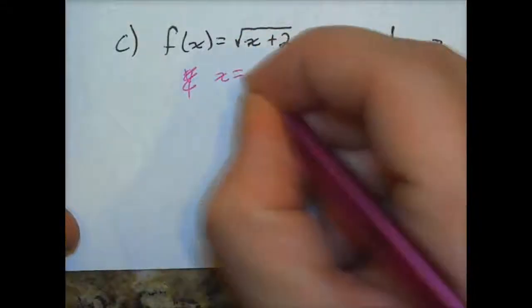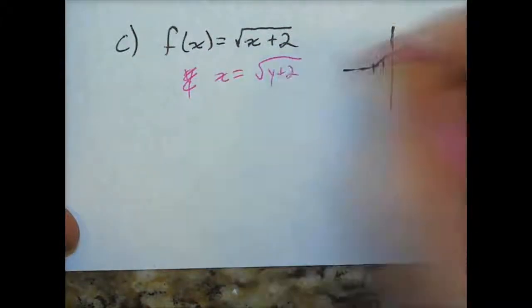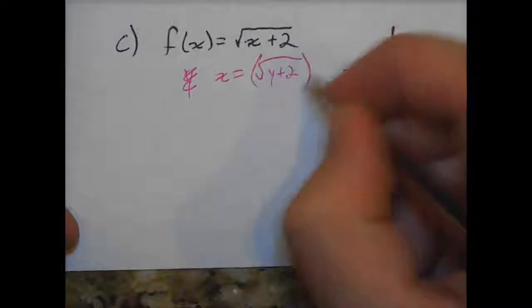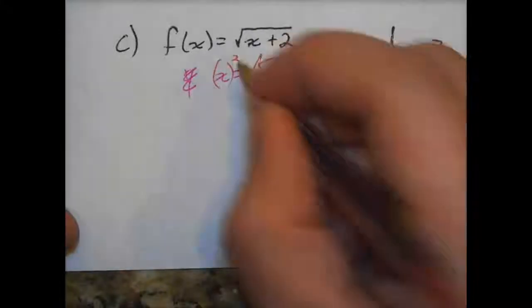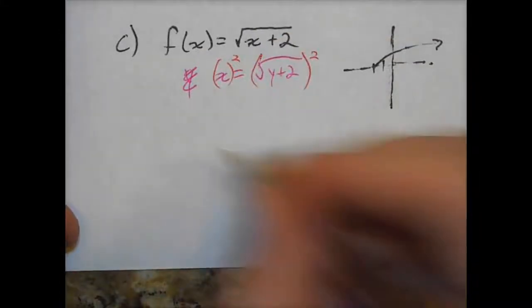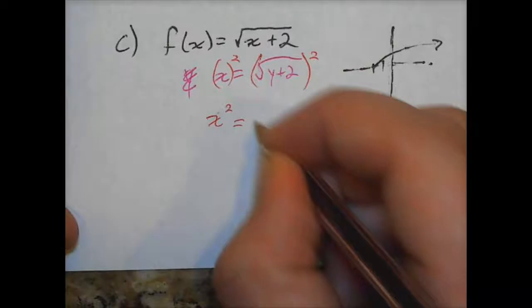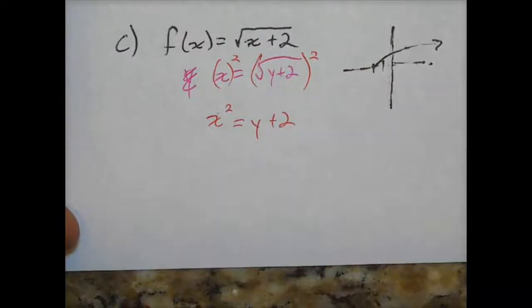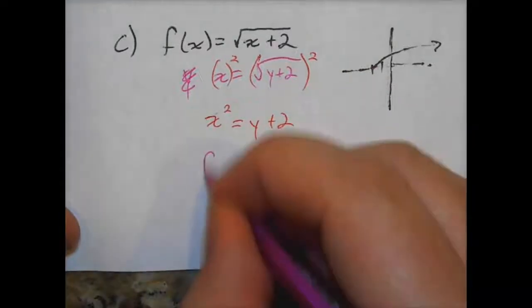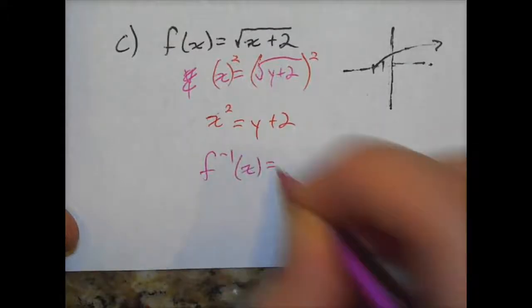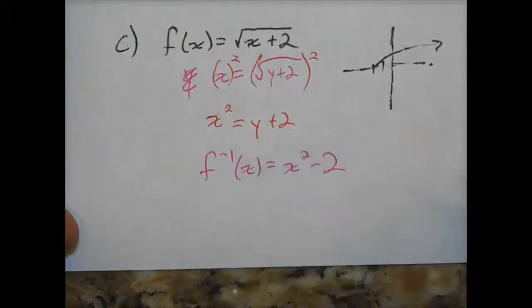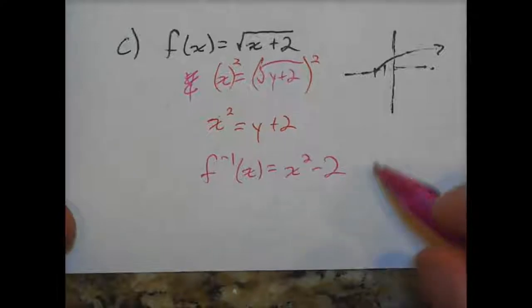So I have x equals the square root of y plus 2. Now in order to get rid of the square root, like you learned in solving square root functions, we need to square both sides. So we have x squared equals y plus 2. And then you can subtract the 2 to the other side such that we have f inverse of x equals x squared minus 2. So now that is a parabola moved down 2.